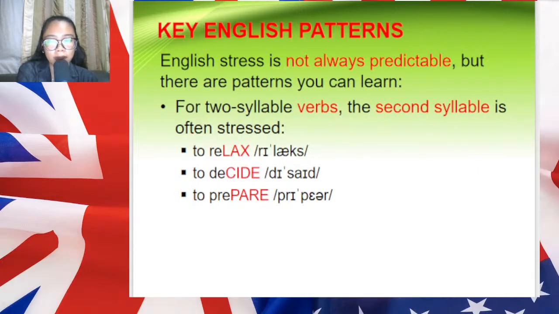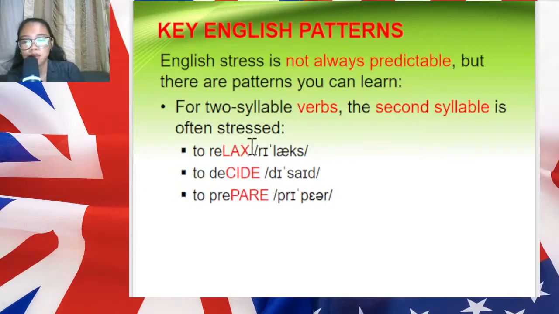Let's look at this one. Okay? This is what I'm talking about for verbs. The second syllable is often stressed. Often, right? Take note, often. It's often, everyone, not 100% all the time. Say, for example, to relax, decide, prepare. Okay? Lax, side, and pare is the stressed syllable here in the words relax, decide, and prepare.